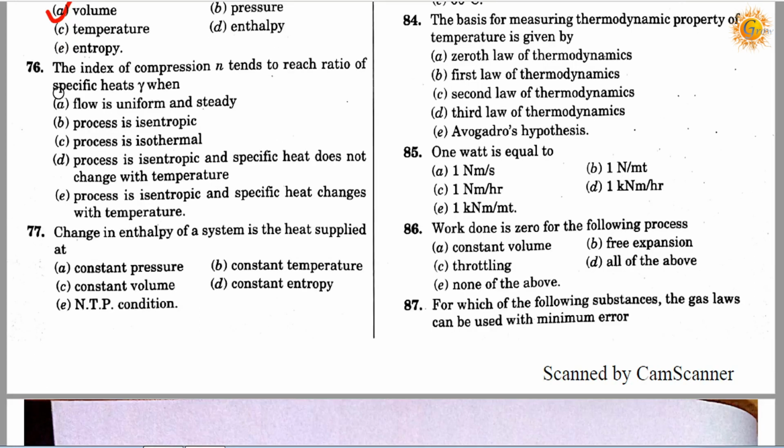Question number 76. The index of compression n tends to reach the ratio of specific heats gamma when option A, follow uniform and steady, option B, process is isentropic, option C, process is isothermal, option D, process is isentropic and specific heat does not change with temperature, option E, process is isentropic and specific heat changes with temperature. Correct answer is D.